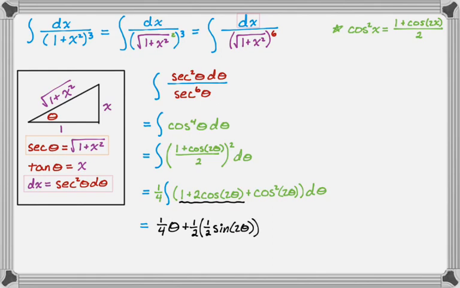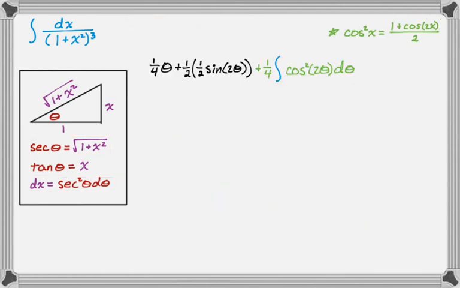So we're here. And then this is going to require more work, so I'm just going to write plus 1/4 the integral of cosine squared of 2 theta d theta. And I'm kind of out of space, so what I'm going to do is copy the relevant stuff to another page and keep going. So this is where I currently stand.